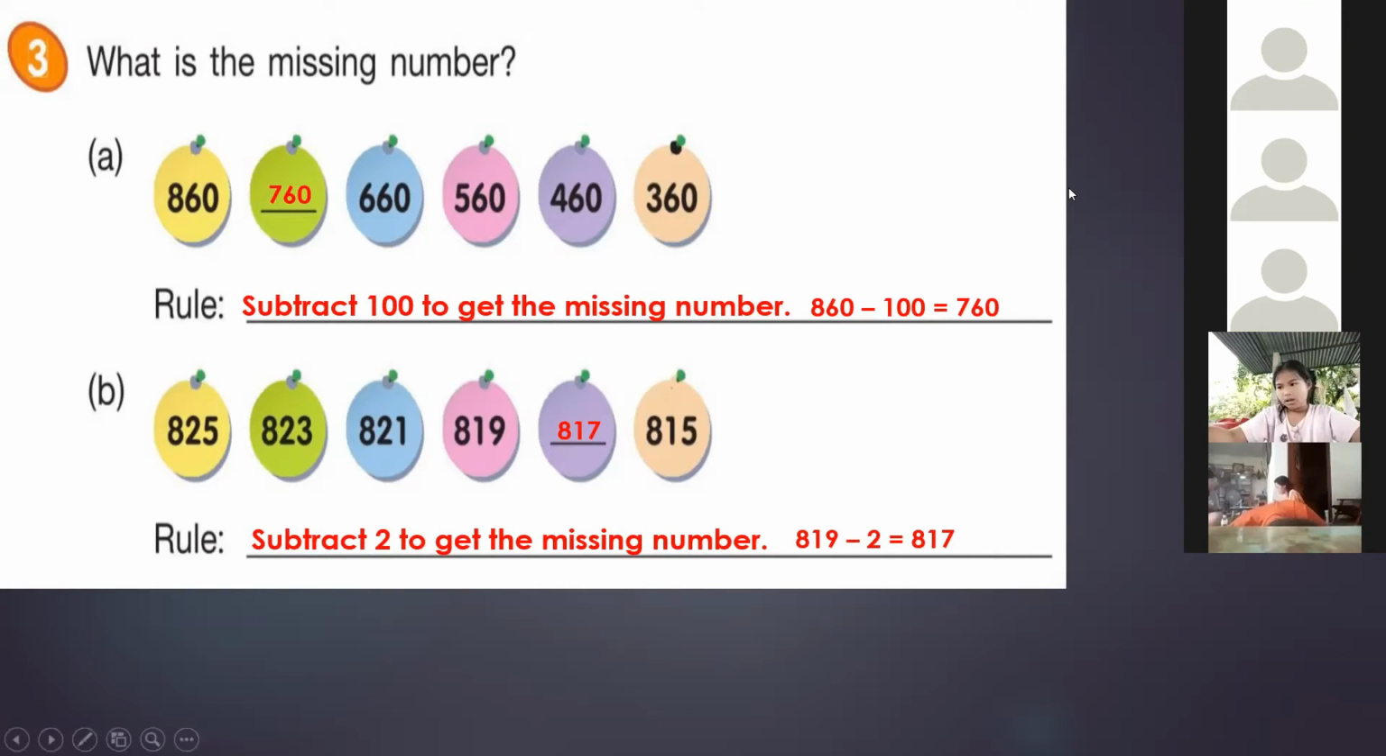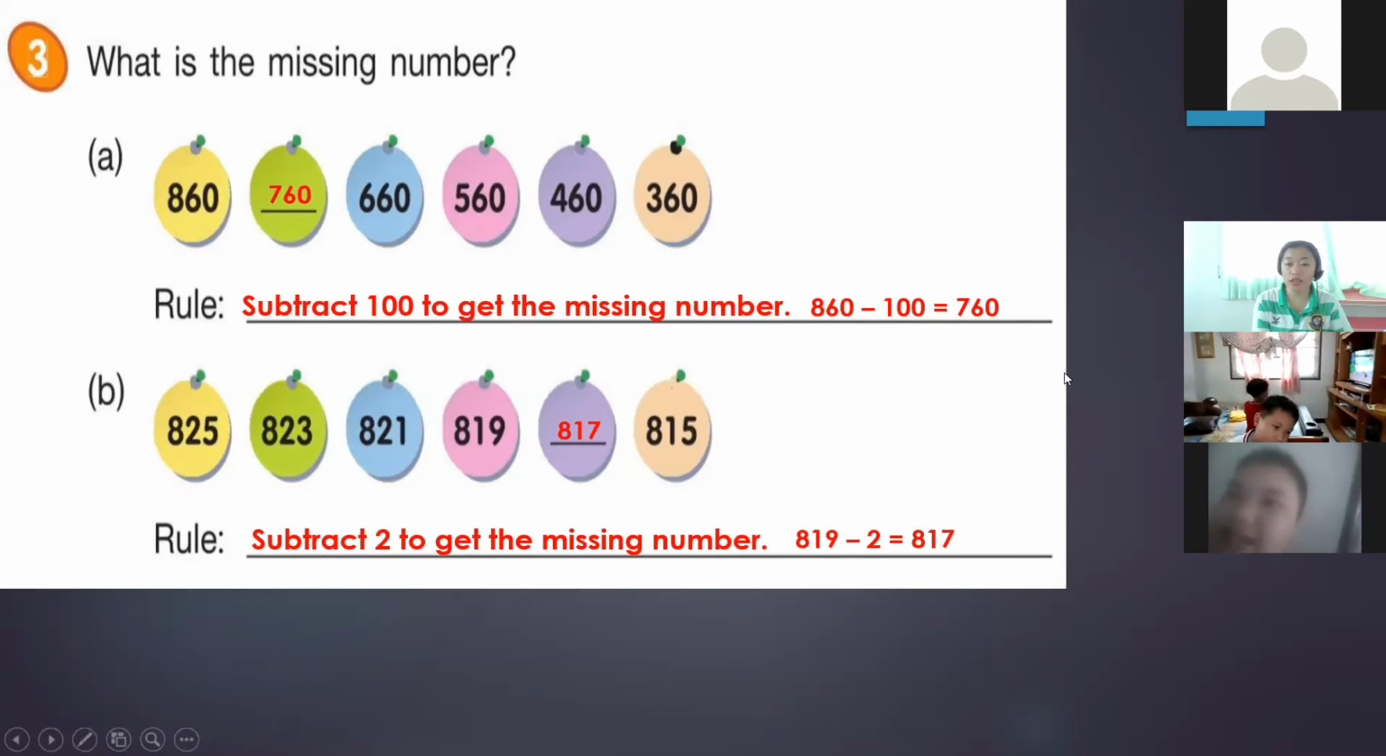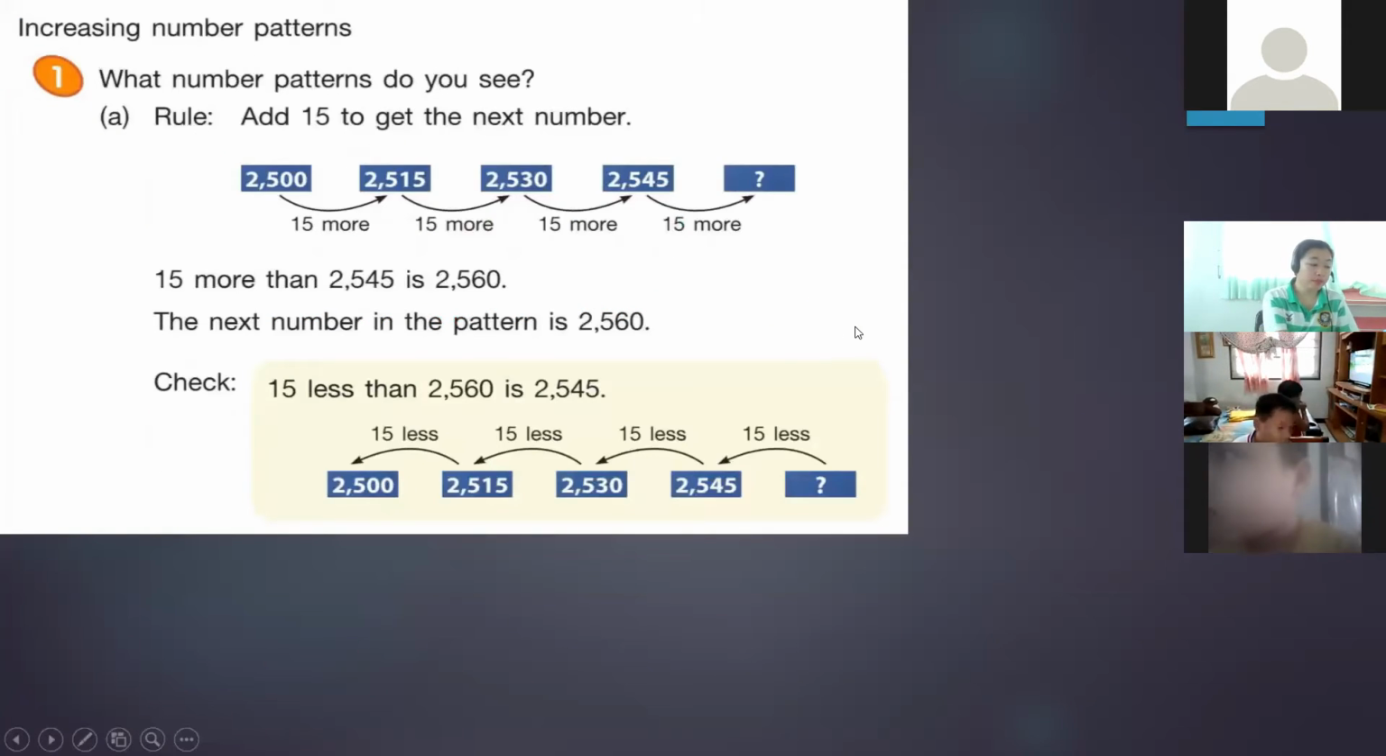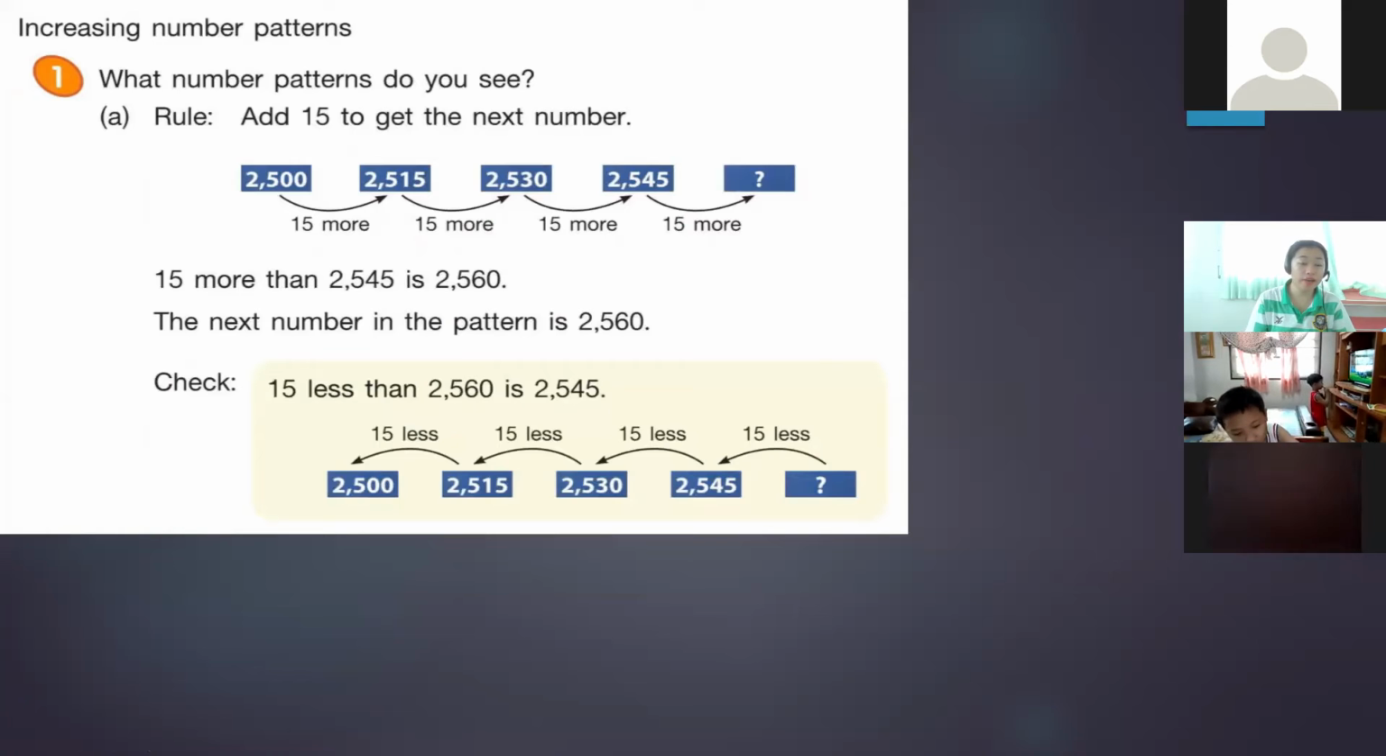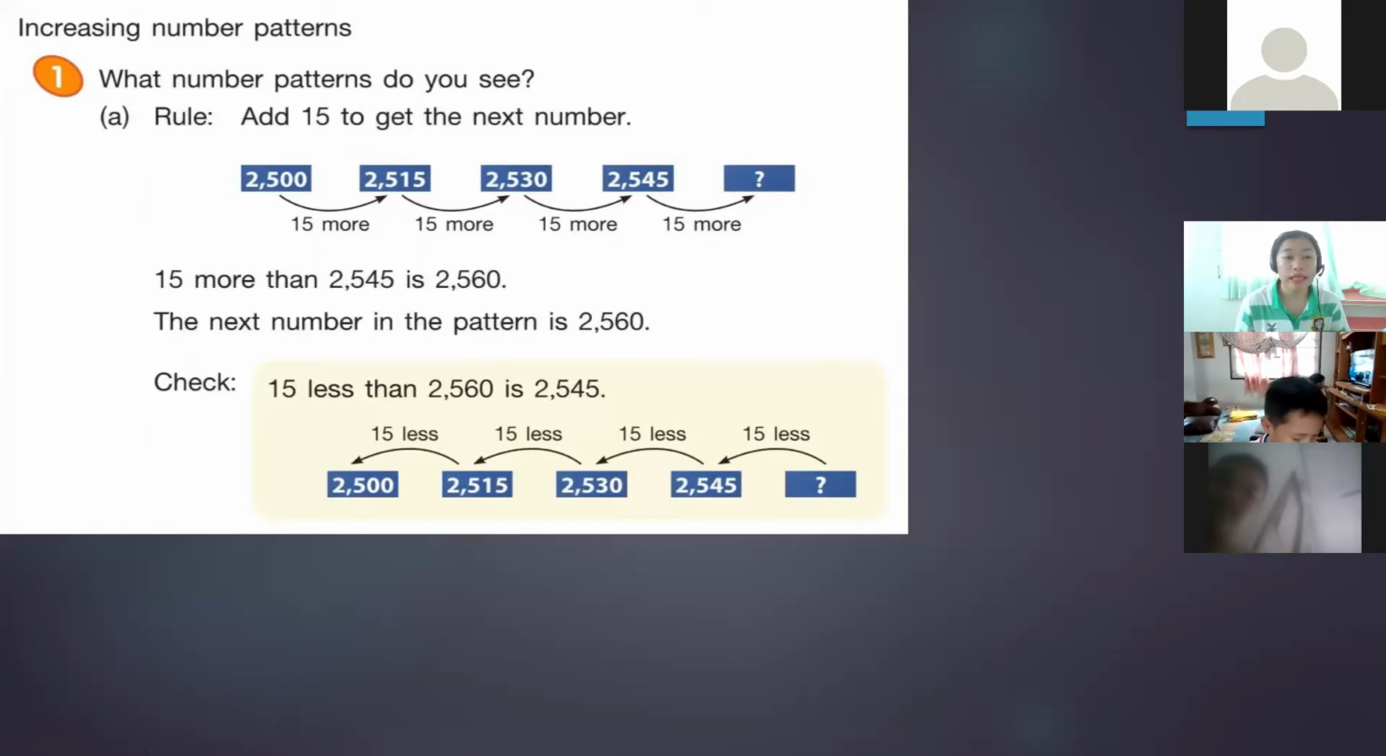Okay, so let's proceed to the next part of our discussion, which is on page 30 of your book. On page 30, we have a discussion about increasing number patterns. When we say increasing, you're going to add. So we have here number 1. What number patterns do you see?